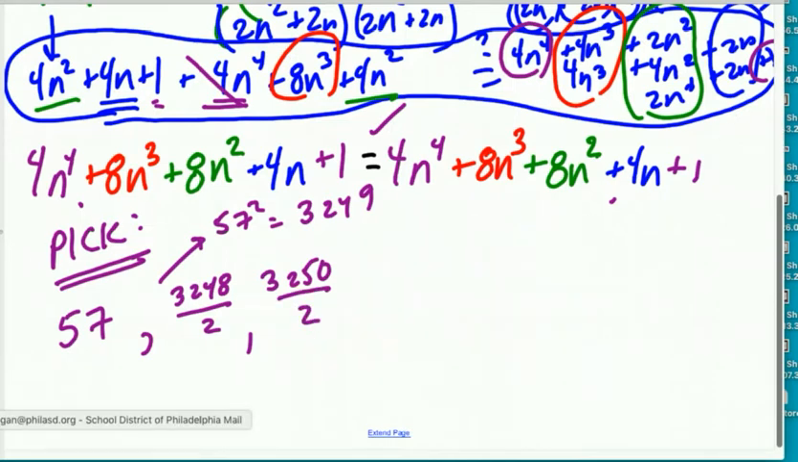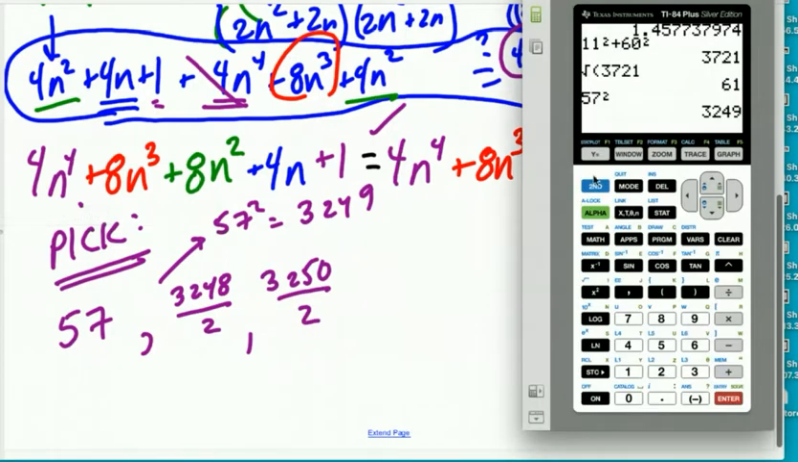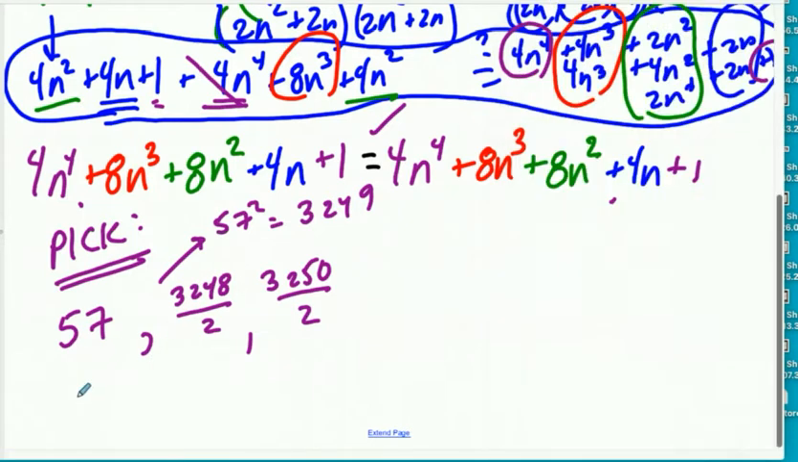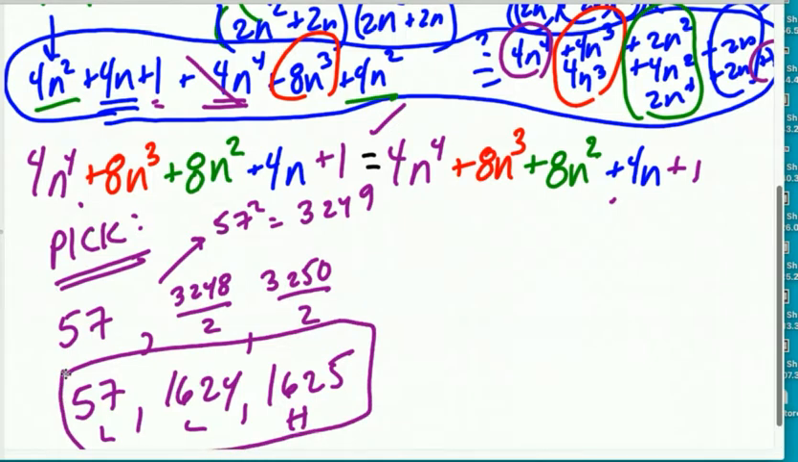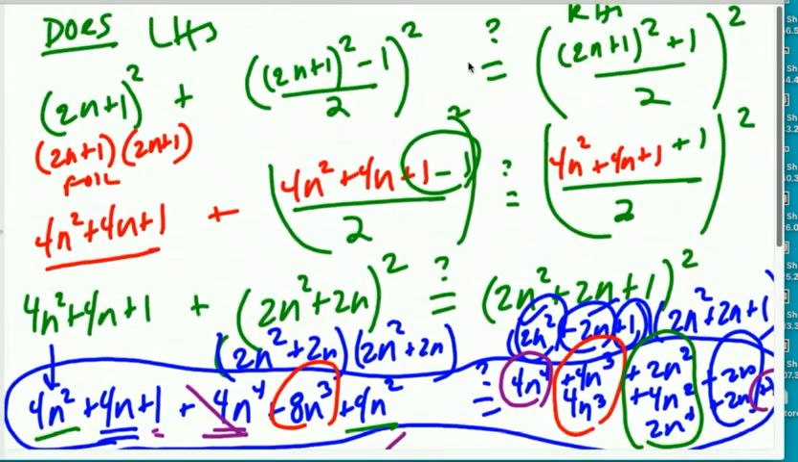So my argument would be, and again, you can totally blow past this if you want, it's just a kind of fun side note, 3248 divided by 2, 3250 divided by 2. So I get that 57, 1624 and 1625 is a Pythagorean triple. Leg, leg, hypotenuse. Now, would you ever need to know this? No, you would not, right? But it's kind of cool just showing that if you ever are the person that comes to me, because years ago, a student came to me.